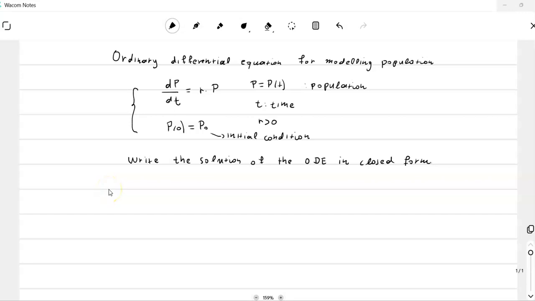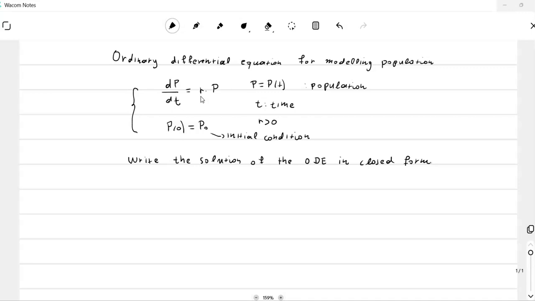In this video we discuss this ordinary differential equation, and this ordinary differential equation is responsible for modeling population. So you have the derivative of p with respect to time, p is the population, equals a constant times the population. So the rate of change of the population is proportional to this product. So the rate of change is proportional to the population. T is time and r is a strictly positive constant.